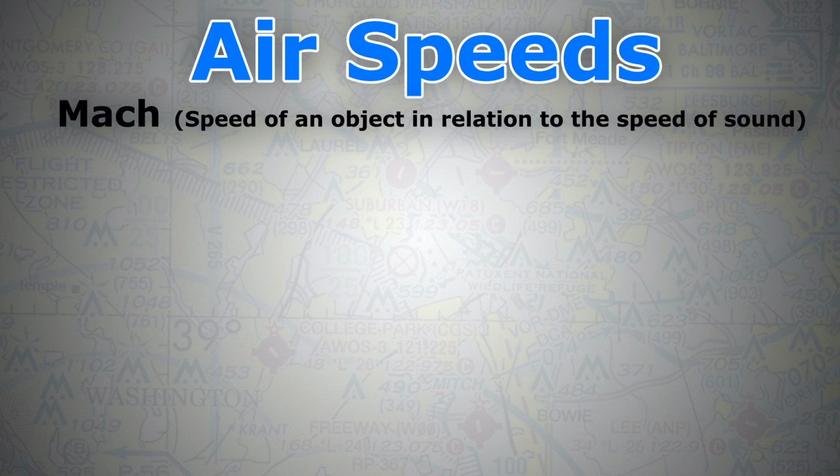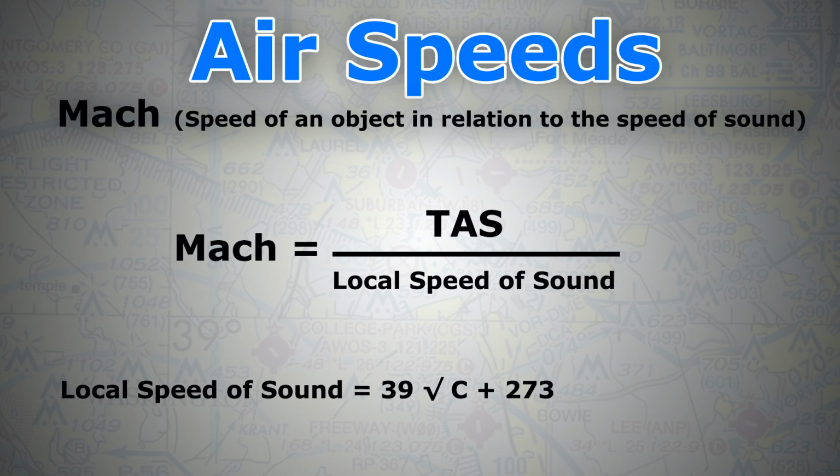Now, here is a formula on how to calculate your Mach, although with today's technology the aircraft does it for you. So the Mach is basically the ratio between the true airspeed and the local speed of sound. And the local speed of sound is 39 times the square root of the temperature in Celsius plus 273 degrees.